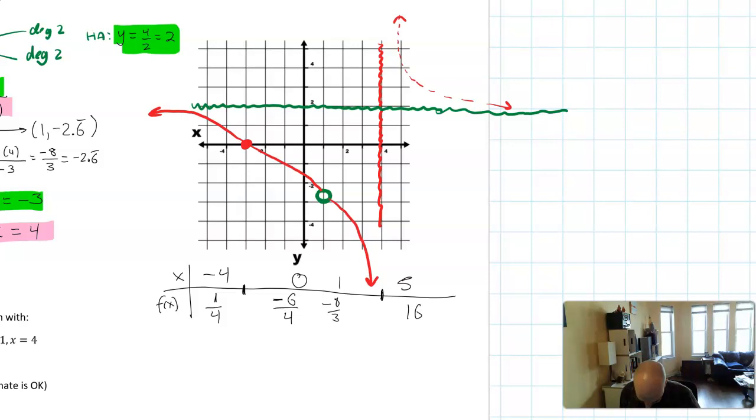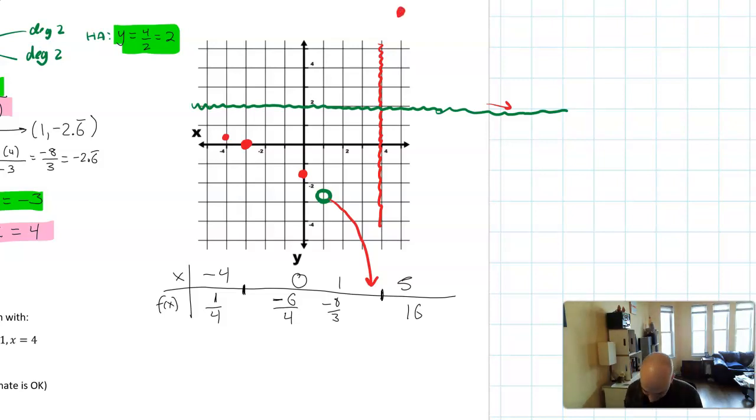I also picked 0, which gave me negative 6/4, which is around negative 1.5. So that's one more point on the graph. At negative 4, it had a value of 1/4, so I'll put that on the graph. It's kind of confirming the suspicion. And at 5, we had a value of 16, which doesn't even really fit on the graph, but it does confirm that the point is way up here.